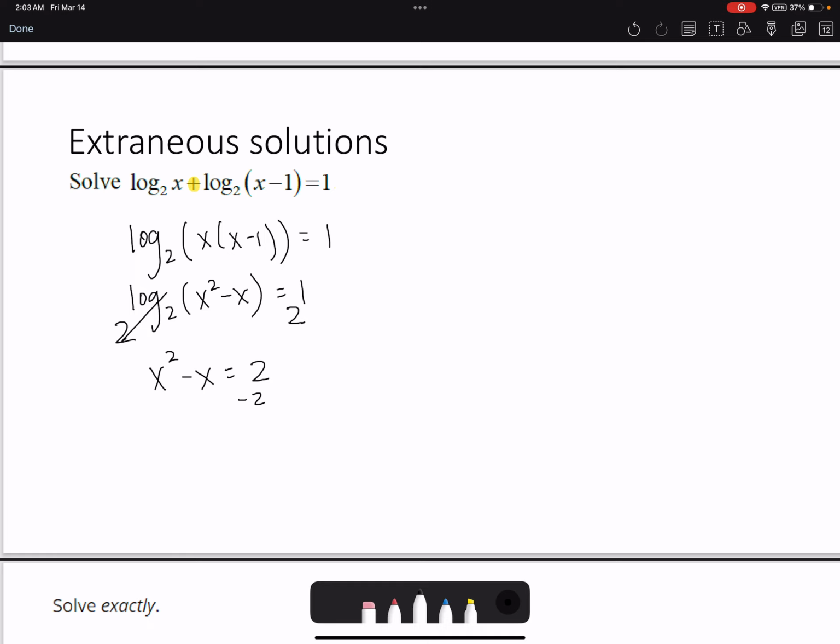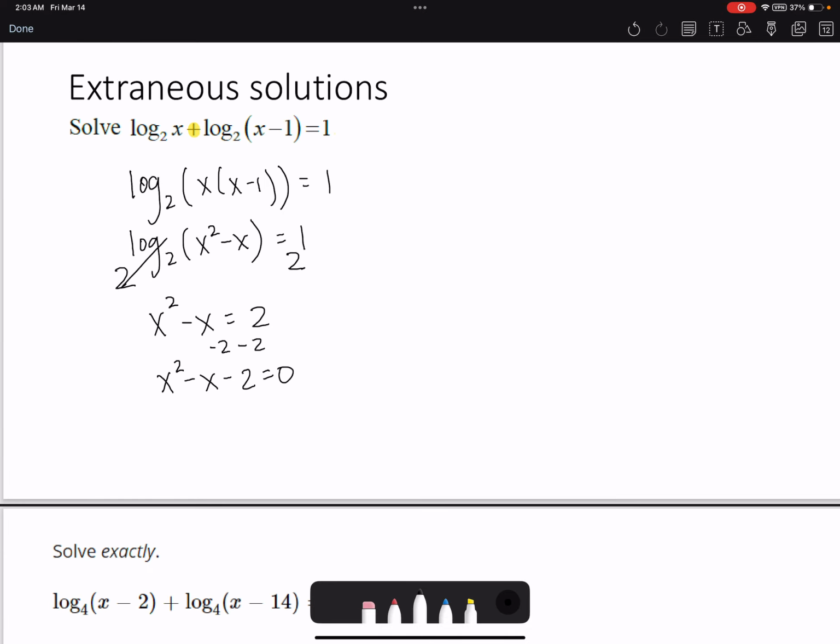So then to solve this, we're going to subtract 2 on both sides. And then this is a quadratic, so we can factor it into x minus 2, x plus 1. And the solutions would be 2 or negative 1. So now what you do is you plug it in and you see if you get an extraneous solution.